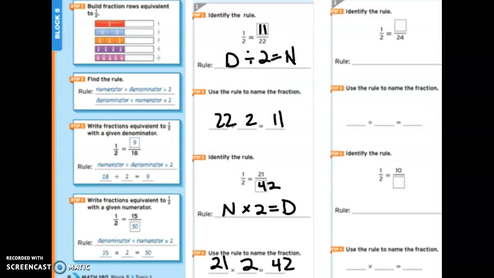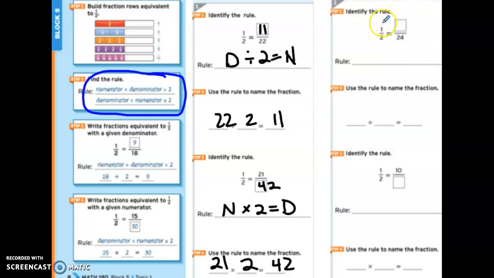So this is what the book page would have looked like. We would have done the example together and all your notes would have been taken here. Here is that rule that we're working on. I rewrote it a different way, but it's still the same thing. And so now we're going to try number 2 together.